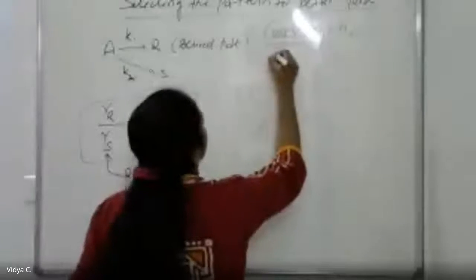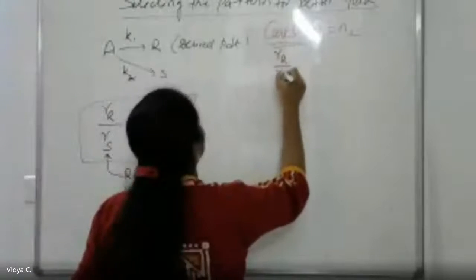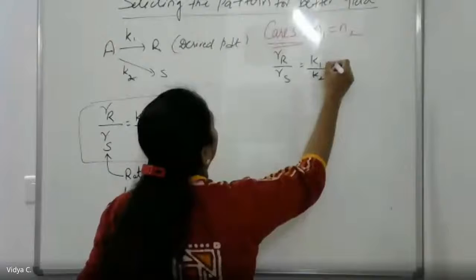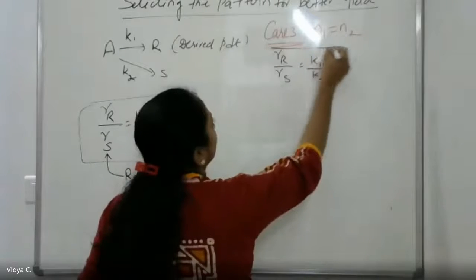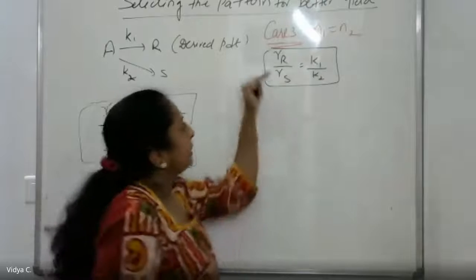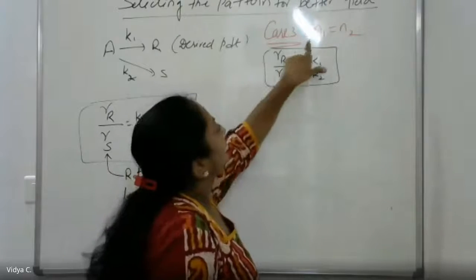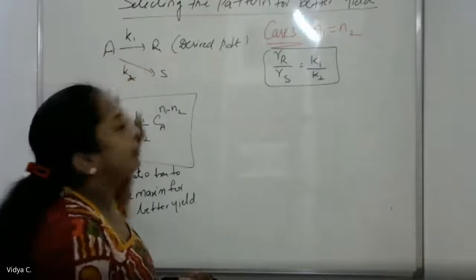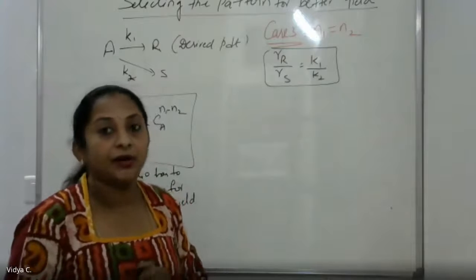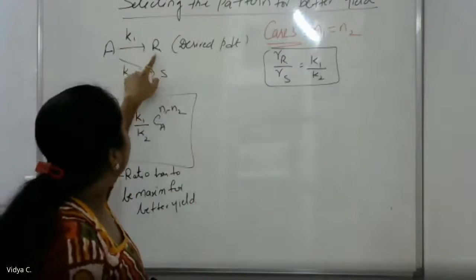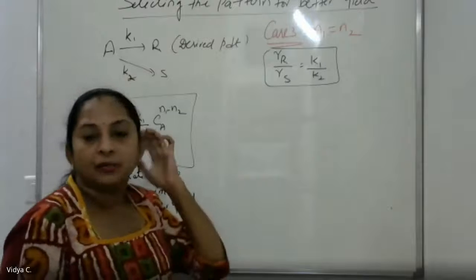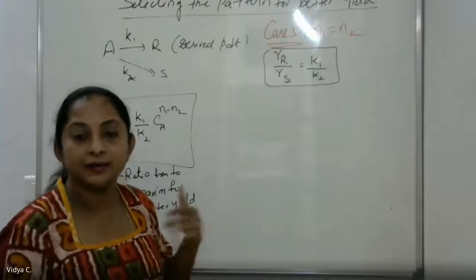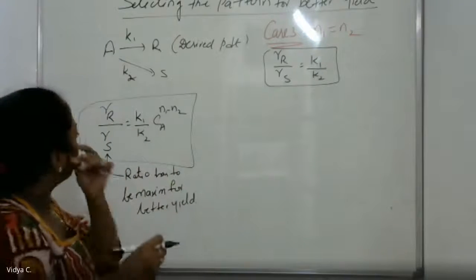So if both the reactions are of same order, what do we write? RR by RS will be equal to K1 by K2 into, it is independent of concentration. So this is what we get. Okay. So now what does this indicate? This indicates that if both are of same order, they are not dependent on the concentration. Whether the production of R or S is not dependent on the initial concentration of A. Then what else will affect the rate is the question.